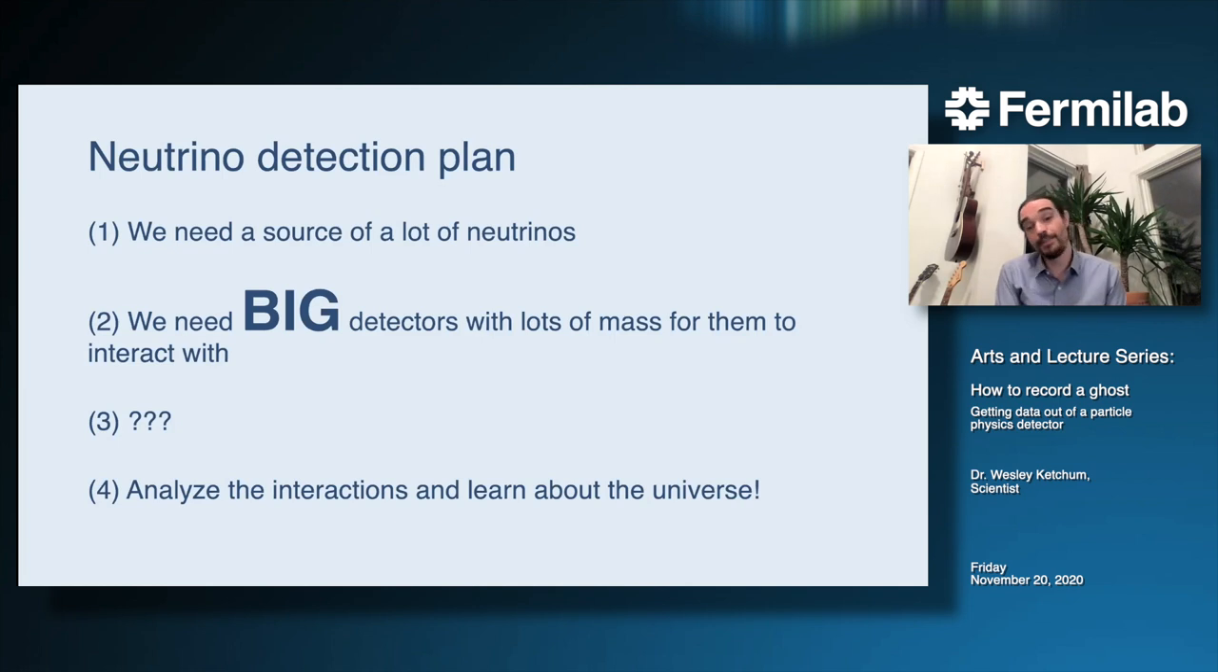Two, we want as big of a detector as we can, because the more matter that we put in front of those neutrinos to interact with, the more likely we'll be to get an interaction as well. And so we want really big detectors. That's a key for neutrino detectors on the whole and moving forward, to make as big of a detector as we can. Okay, so we have a source of neutrinos, we have a big detector, the neutrinos interact in the detector, magic happens, and boom, we have our interactions, and then we analyze them and we learn about the universe as a whole. So we'll get back to that middle part in a bit.